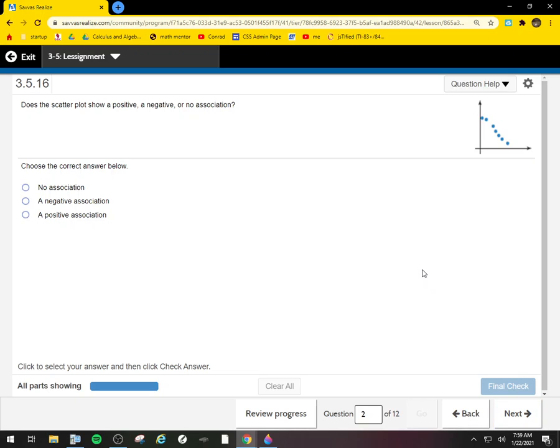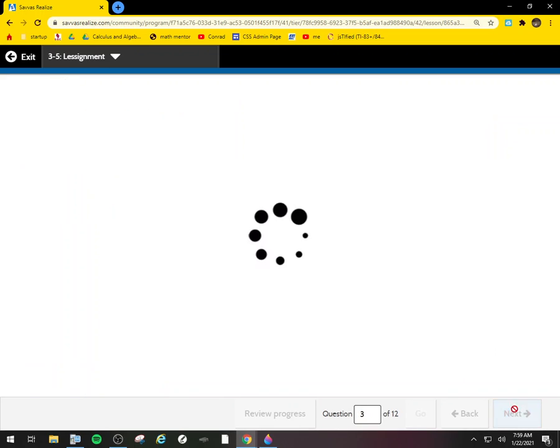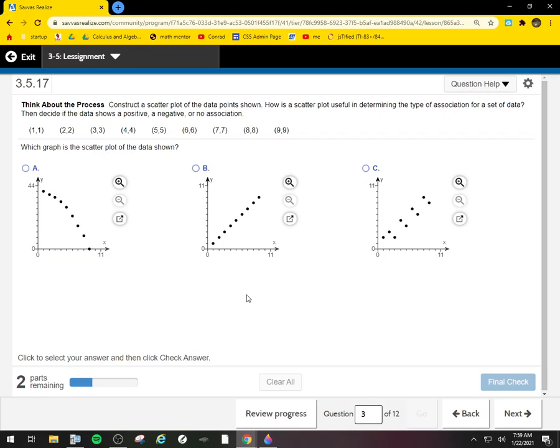Sorry, okay. What about this scatter plot? So mine here, even though it's not perfectly straight going down, it's going down. It's a negative association. All right, let's see. Now we're getting into some actual problems.